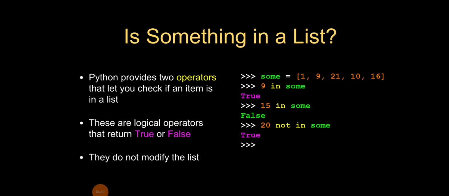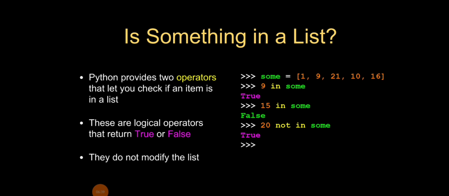So Python provides two operators that let you check if an item is in a list. These are logical operators that return true or false, so they do not modify the list. Here is an example. We are creating a variable sum and the list is 1, 9, 21, 10, 16. 9 in sum: we are checking whether 9 is present in this list or not. It is present, so it will give an output of true.